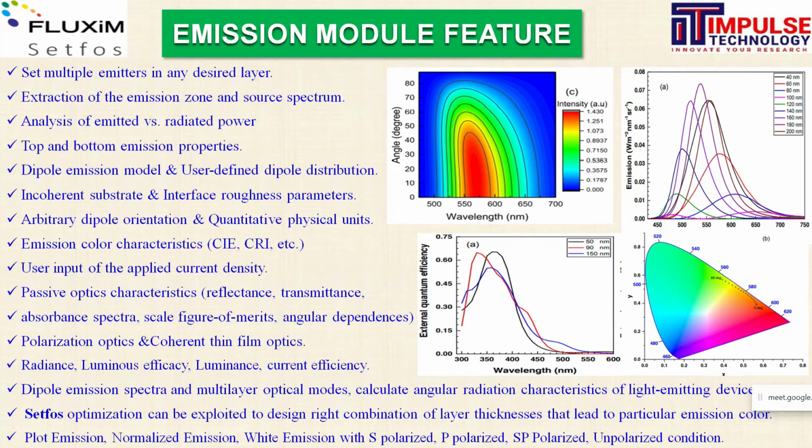So these are some key graphs if you want to plot the radiance, CIE color diagram, luminance, under different polarization conditions. Either it is normal polarized, S polarized, P polarized, or unpolarized. For all conditions you can calculate the emission property along with the optical and electrical properties.